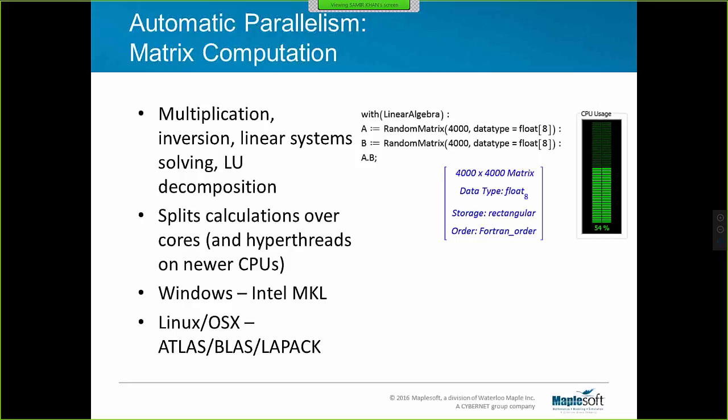For example, if I define two matrices and then multiply them together, Maple distributes the calculations across all of the physical cores of my computer. I have a laptop with two physical cores, each of which have two hyperthreads, hence the CPU utilization goes up to around 50%. And the same parallelization applies for matrix inversion and other matrix operations as well.